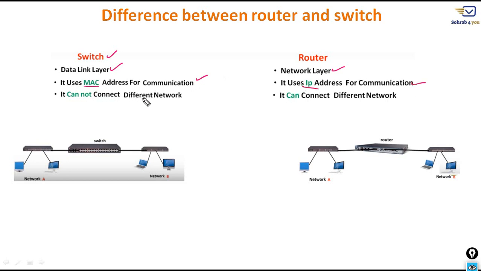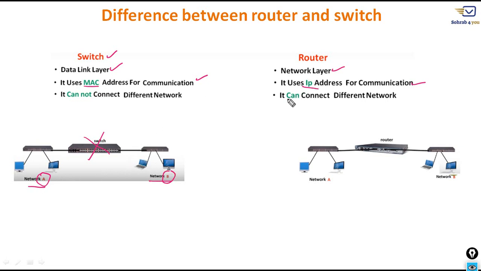A switch cannot connect different networks. Suppose this is network A, this is network B. If you put a switch, it cannot connect different networks. I'm talking about a layer 2 switch, okay guys? So it cannot connect these two different networks, because this is network A and this is network B.